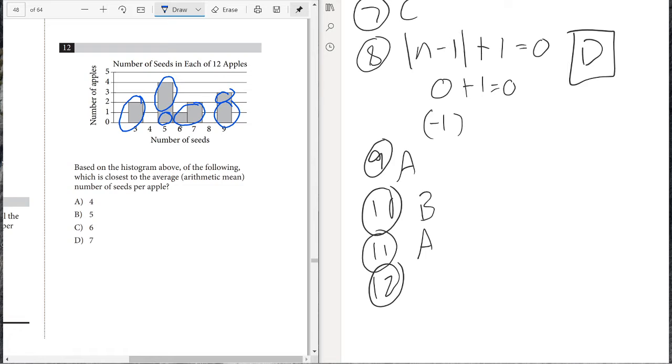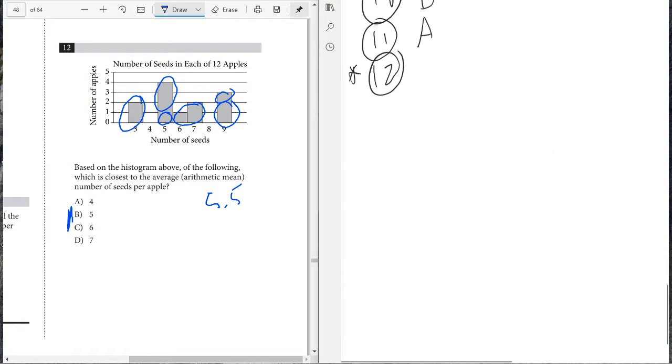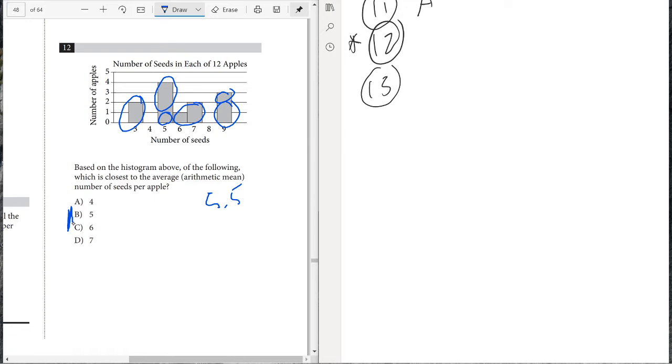Which of the following is the arithmetic mean number of seeds per apple? Yeah, I'm getting like 5.5. So I'm just going to come back to this. But it's got to be either B or C on that one. Because I don't want to waste too much time thinking about that. I'll just come back to it. And that way I know I have plenty of time.